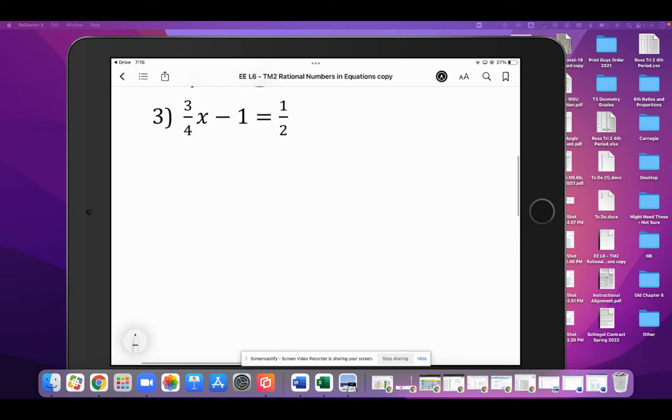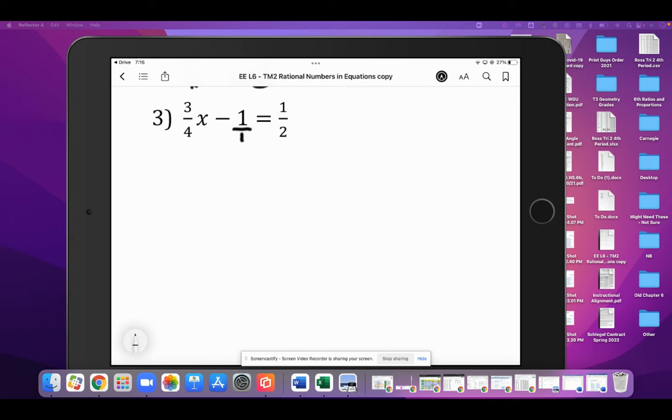So for number 3, I do have a case where I've got a denominator of 4, a denominator of 1, and a denominator of 2. So I need a common denominator that 4, 1, and 2 go into. And you're probably thinking, hey, they all go into 4. It's not always going to be that easy that you see that they all go into something right away.